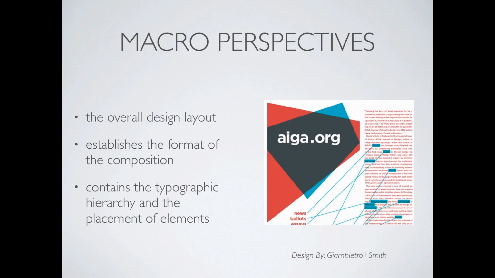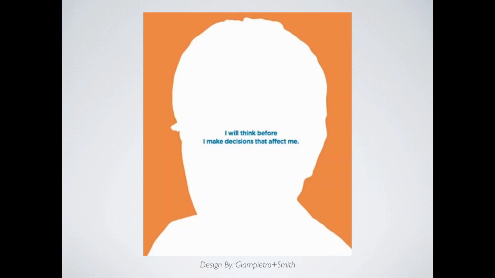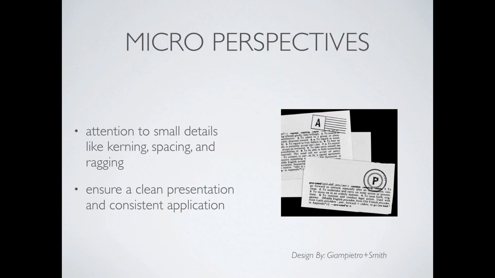Macro and micro perspectives. We'll start first with the macro perspective. This is the overall layout of the design, the format of the composition. What's the hierarchy? Where are the elements placed? How do they work together? So it's the big picture stuff. Micro perspectives are the small things: the kerning, the spacing, the ragging, the little details. We'll talk about what kerning, spacing, and ragging are in a little bit.